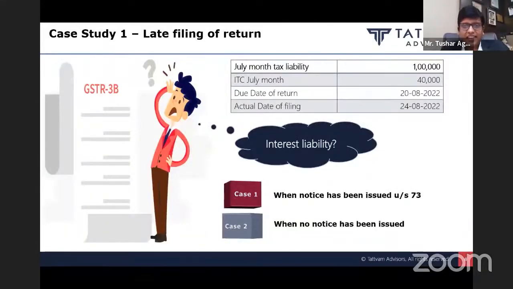My first case study is, say, my July month GSTR 3B. My tax liability was 1 lakh rupees. My ITC was 40,000 rupees. And what I was supposed to pay through cash was only 60,000 rupees as tax liability. The due date of the return was 20th August 2022. And instead of 20th August, I have filed the same on 24th August 2022. So there is a delay of 4 days. The first issue is whether interest will be levied on 1 lakh rupees or 60,000 rupees.